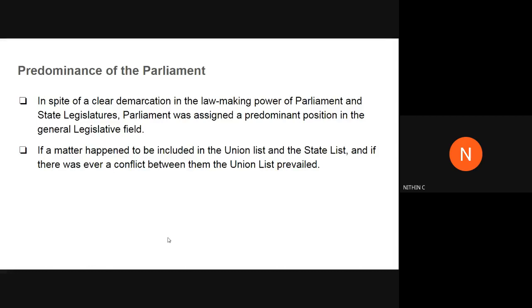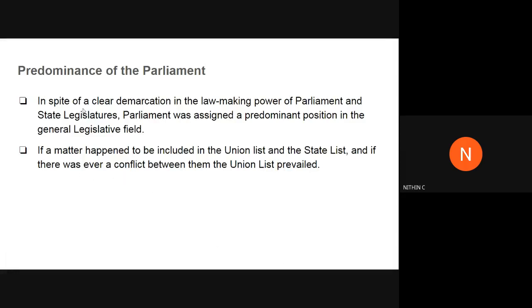So we can see that in several matters, even though the state is provided with an autonomous kind of behavior, a right to govern itself, we can see predominance of parliament in several matters when we see the constitution as a whole. In many matters we can clearly see the predominance of parliament. So we will see what kind of matters those are. What was said earlier is also telling me this.